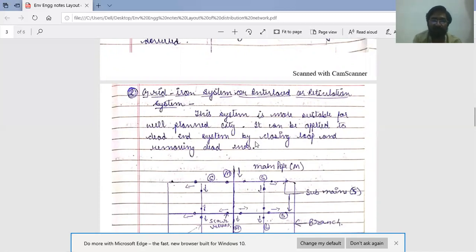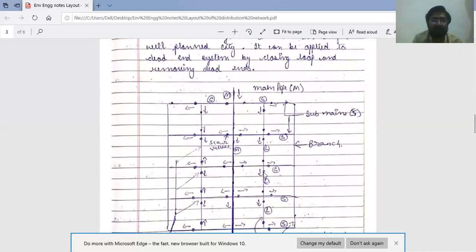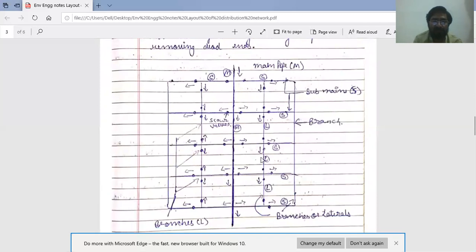So there is circulation of water. So no stagnation of water. This is the grid iron system. This is the main pipe. Central pipe is main pipe.